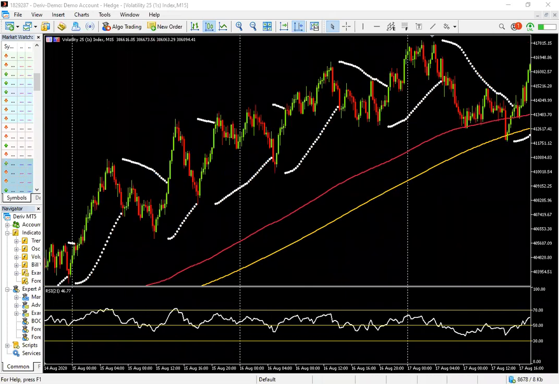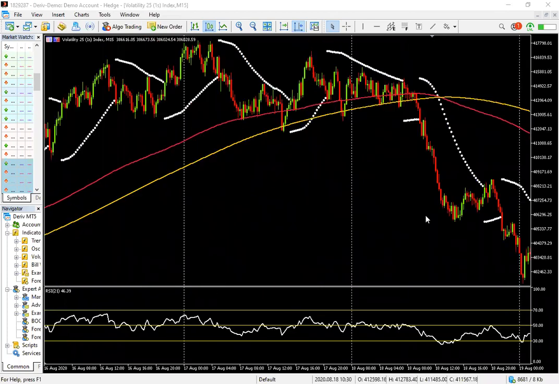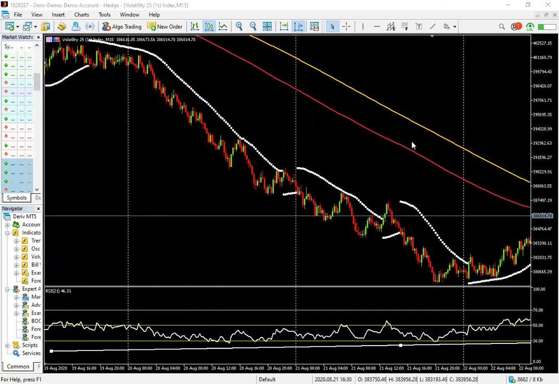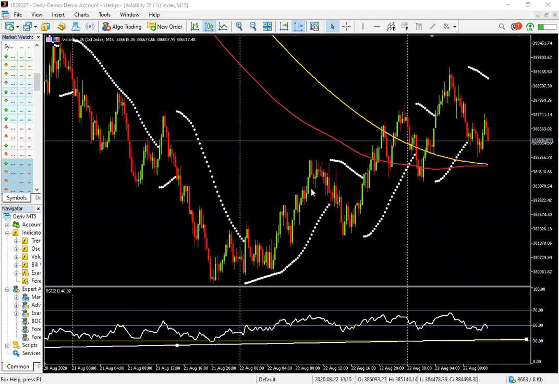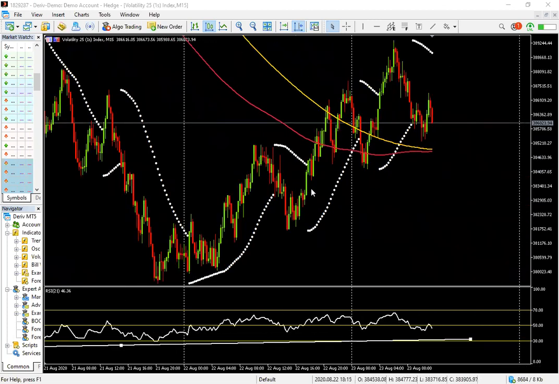Someone is asking a question here. What time frame? So I use 15 minutes for entry and 5 minutes. Why I use 5 is because my stop loss will be tight. That's why I use 15 minutes for entry.